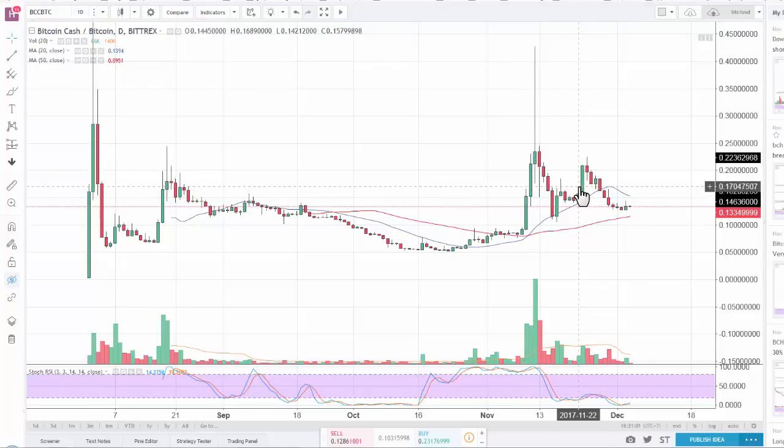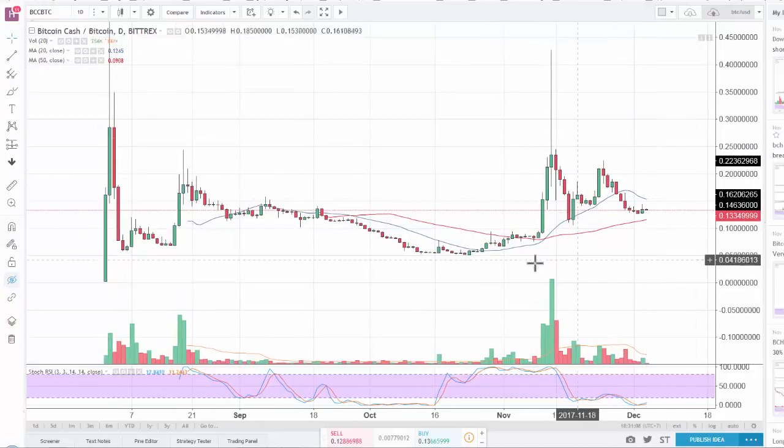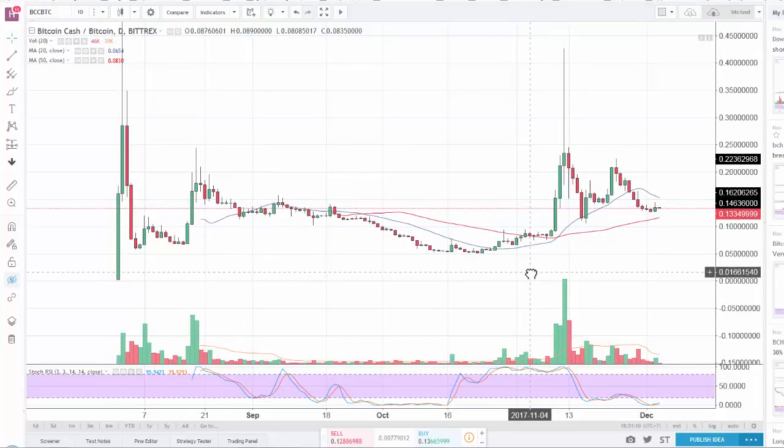But it's fine. It'll bounce and it'll continue by probability. It will continue to outperform Bitcoin. So all you have to do is just wait. Just leave it alone. That's what you have to do.